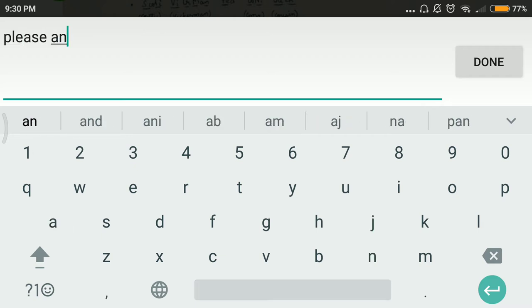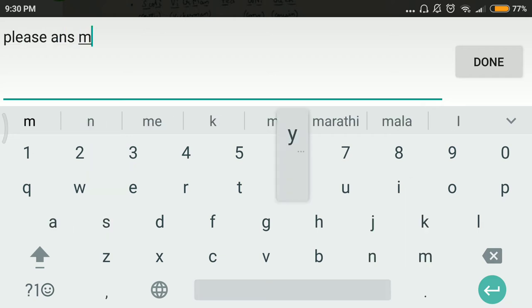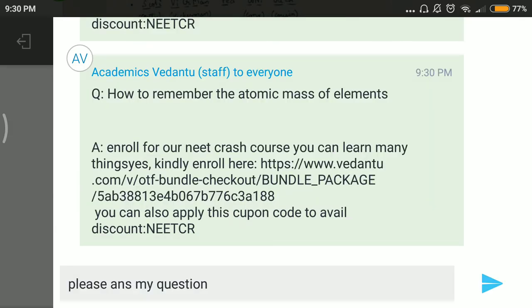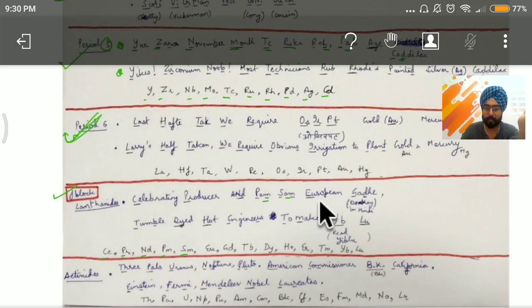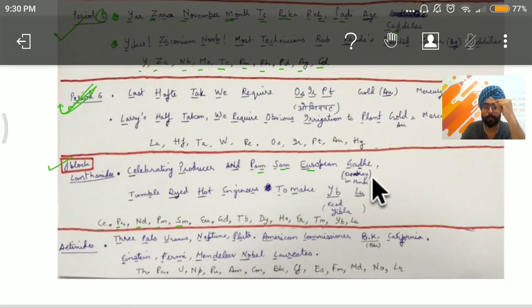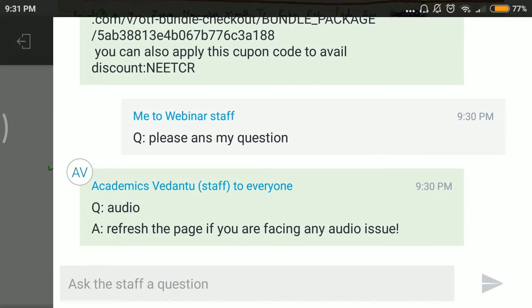The way I remember these is to break it into parts and then make mnemonics out of it. So for example, for lanthanides, I have "celebrating producer and Pam Sam European Gadhe." For those of you who know Gadhe, it's already very funny. For those of you who don't, Gadhe means donkey. So first 5 of these done: celebrating producer and Pam Sam European Gadhe.